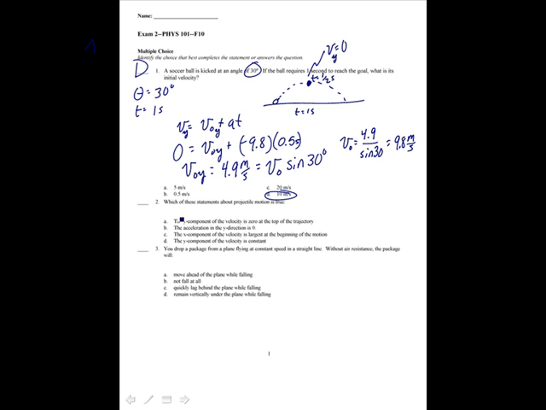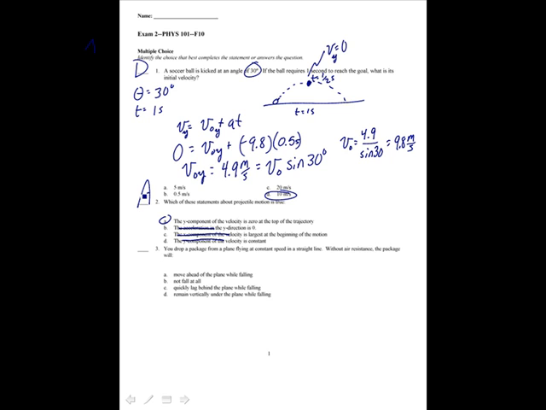The y component of the velocity is 0 at the top of the trajectory. Okay, that's true. Let's just look at these others. The acceleration in the y direction is 0. That is not true. It's not minus 9.8. The x component of the velocity is largest at the beginning of the motion. That's not true. It's constant throughout the entire motion. And the y component of the velocity is constant. That's not true. It changes. So the answer is A for 2.